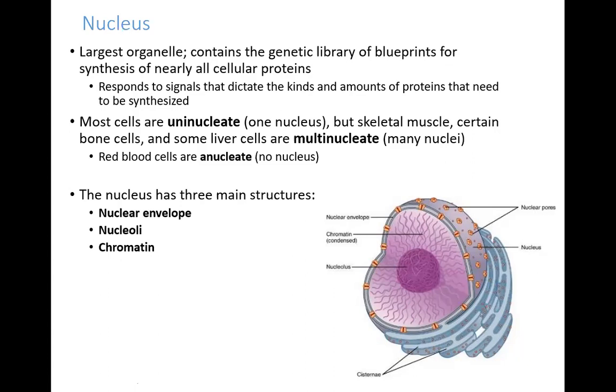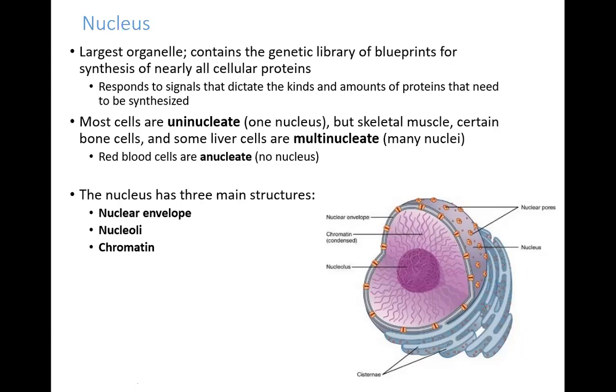Now, red cells had a nucleus. They kick it out before they're finished being made. So they're the only cells in our bodies that are enucleate or anucleate, with no nucleus, and red cells don't really care.